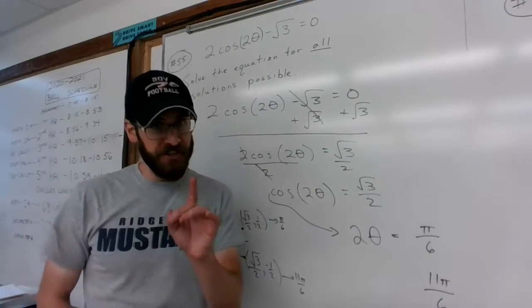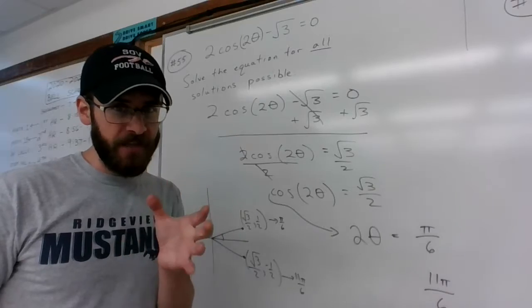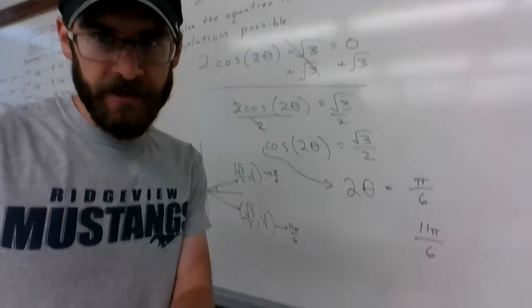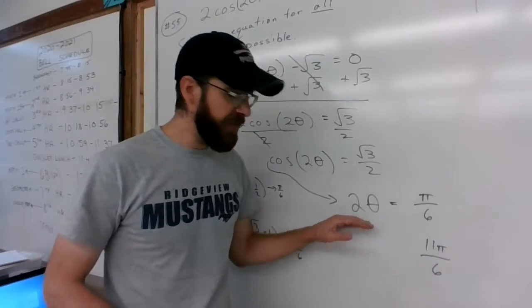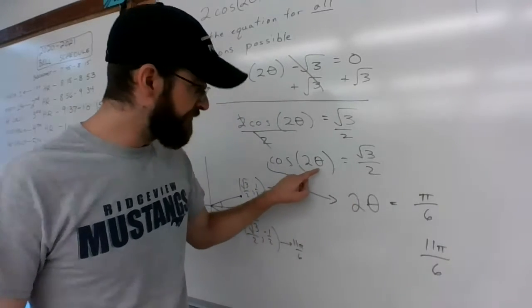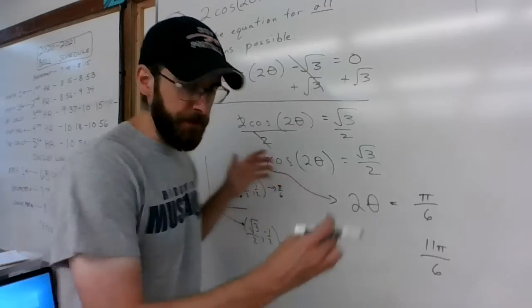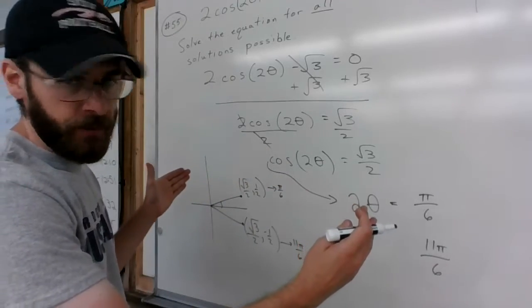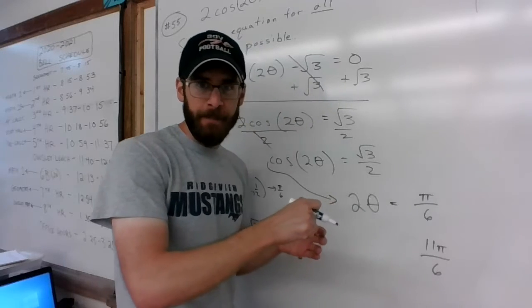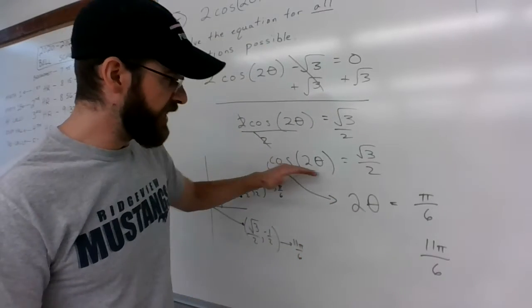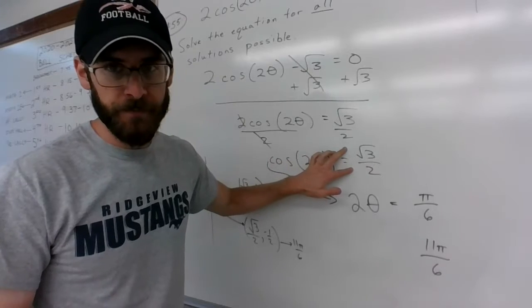Now here's the thing though. This is more complex than its surface value. Do you see that 2 theta there? That 2 theta means that there are double the number of theta solutions in between 0 and 2 pi than there normally would be. The 2 theta is cramming in twice as many places where the cosine of 2 theta is equal to root 3 over 2.